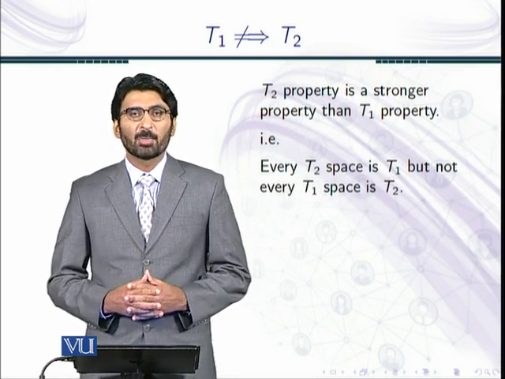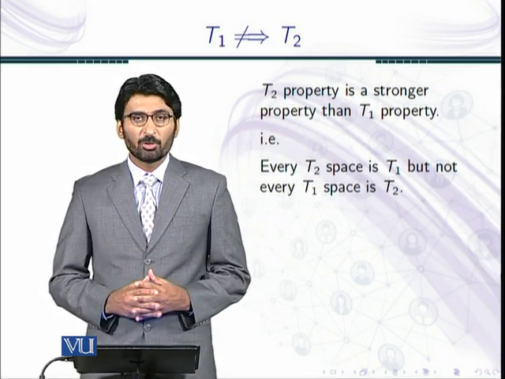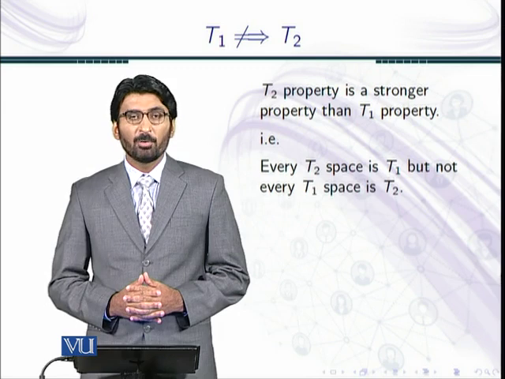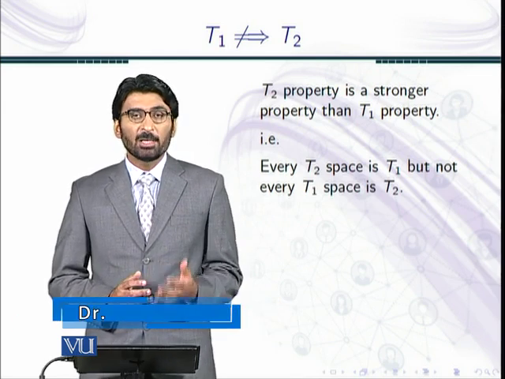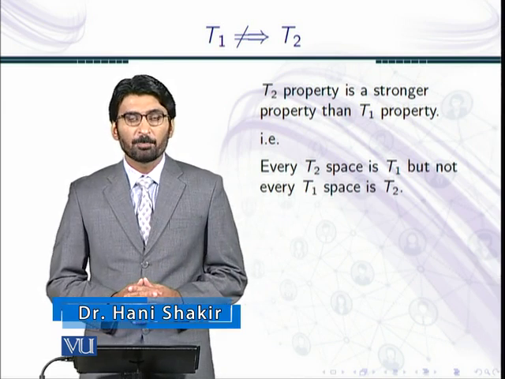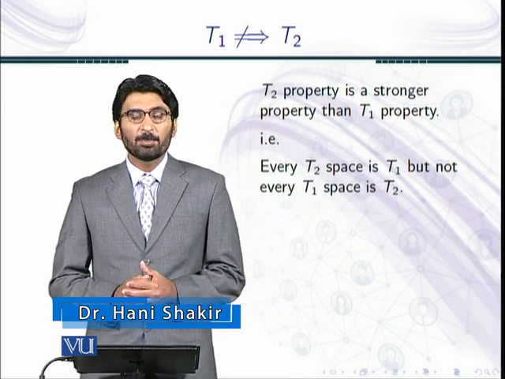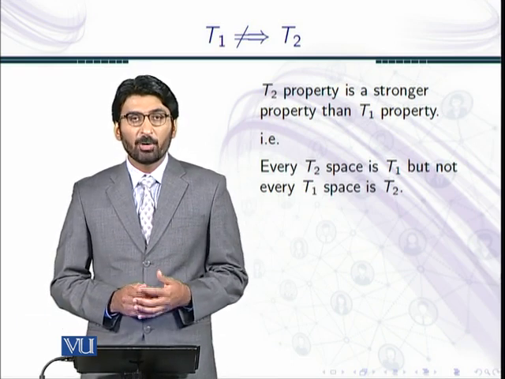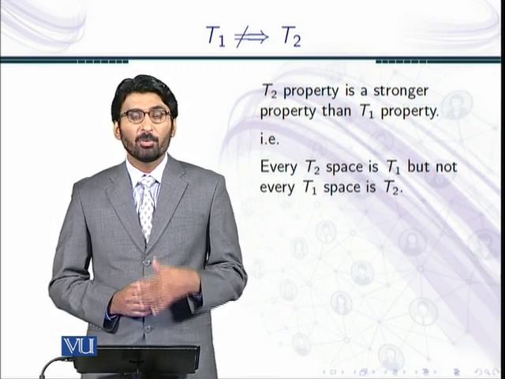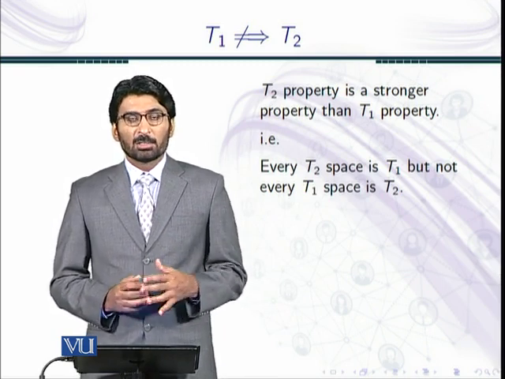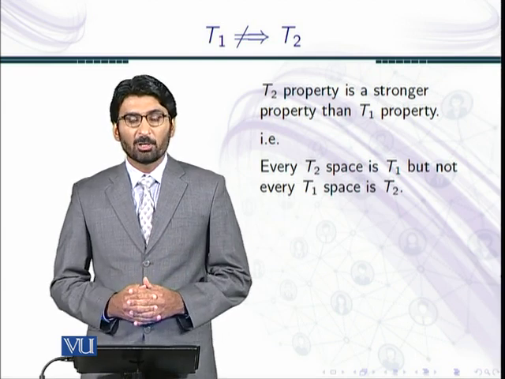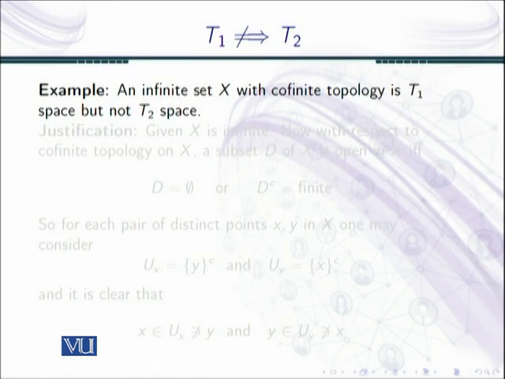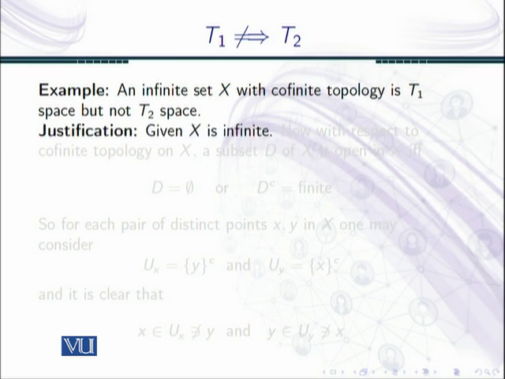Just recall the example in the topic Examples of Hausdorff spaces. The example number 5 where we discuss the example: an infinite set X with respect to the cofinite topology is not Hausdorff. तो बेसिकली ये एग्जाम्पल है and we have already studied that an infinite set with respect to the cofinite topology is T1, and now we are going to study that this set X with respect to the cofinite topology is not Hausdorff. So an infinite set X with respect to cofinite topology is T1 space but not T2 space. What is the justification of this one?